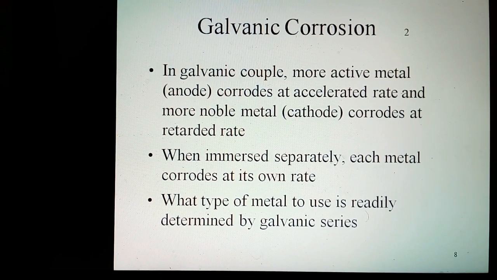In a galvanic couple, the more active metal, the anode, corrodes at an accelerated rate, and the more noble metal, the cathode, corrodes at a retarded rate. When immersed separately, each metal corrodes at its own rate. What type of metal to use is readily determined by following the galvanic series.